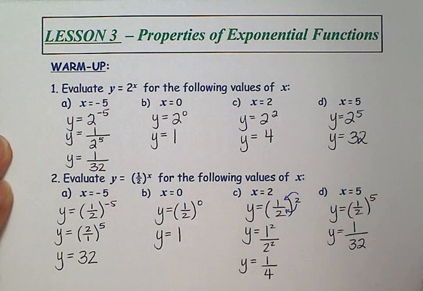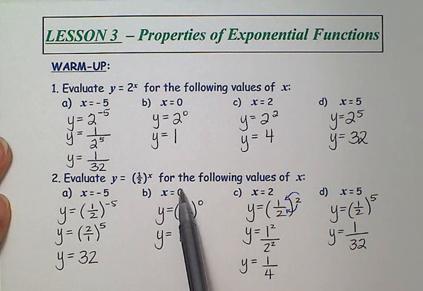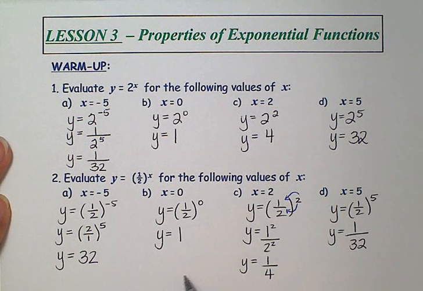And this time what I noticed in my pattern of values is that as I go across, the value of x is increasing again. So from negative 5 to 0 to 2 to 5. But this time the value of y is actually decreasing. So I'm starting with a high number, which is 32. Then I go down to 1, then to a quarter, and then to 1 over 32. So my y values are actually decreasing.